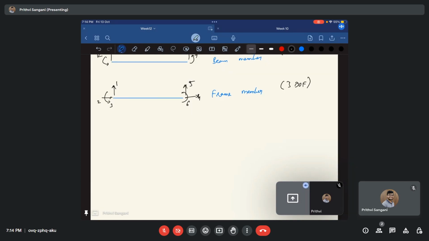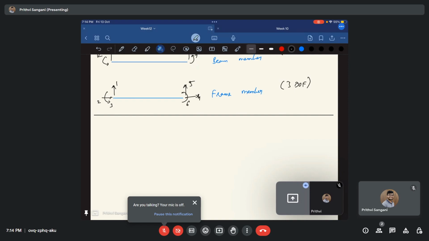So now let us move on and generate the stiffness matrix for beam members. First and foremost, we need to understand what degrees of freedom we have for each member, and once we know the degrees of freedom, then we can generate the stiffness matrix. So again, why do we need to generate the stiffness matrix?